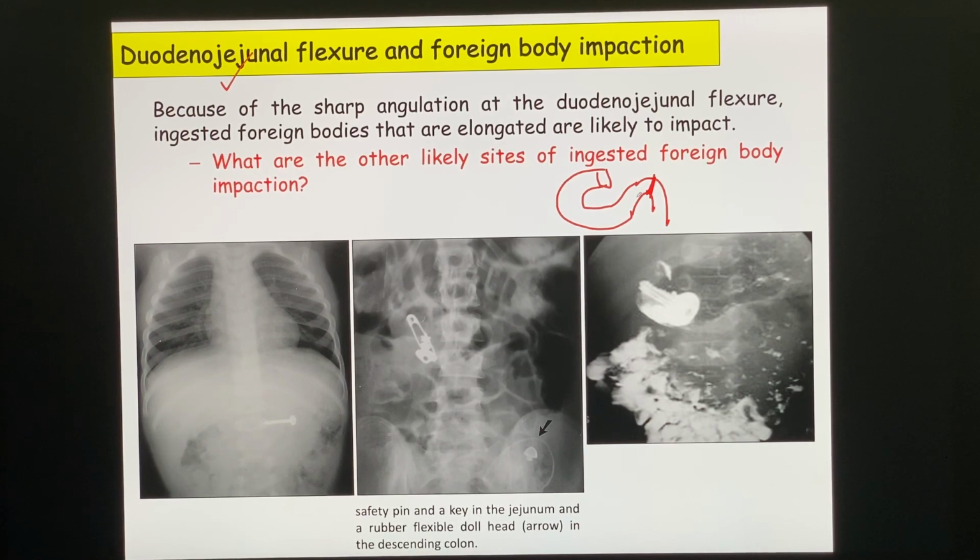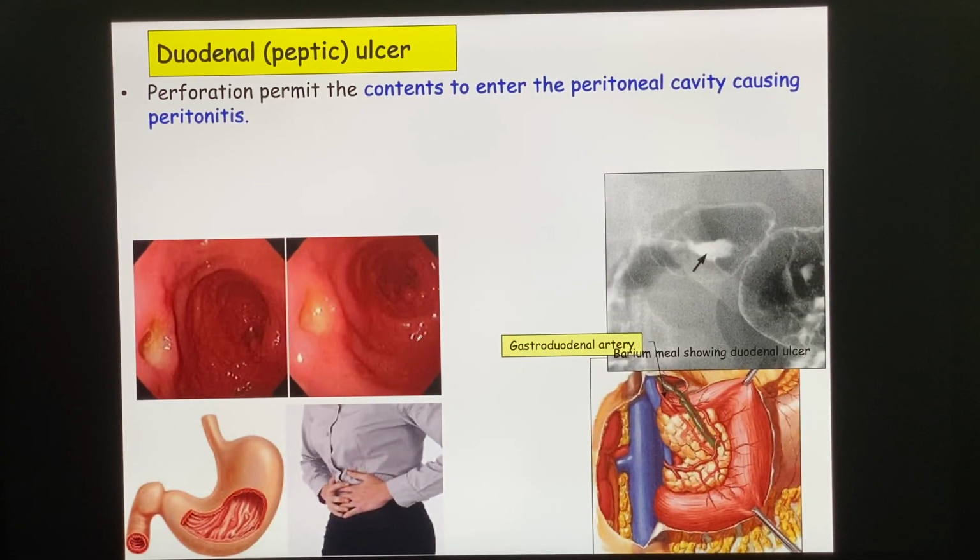So normally at this point, if there is any foreign body which is passed in the GIT, if it's passing through the duodenum, it gets caught at this point. And here in this picture, you can see a lot of stuff, from key, chain, to nail, to pins, safety pins, yeah? So everything got caught here.